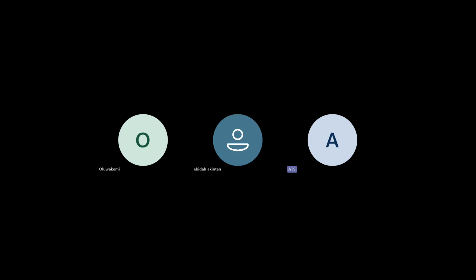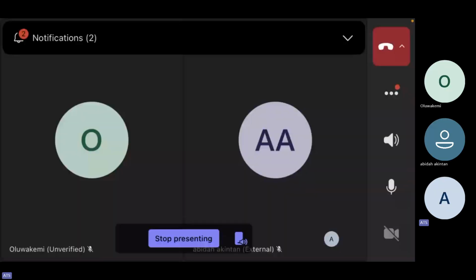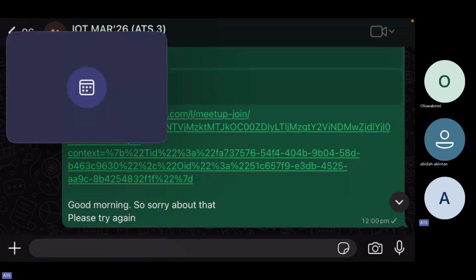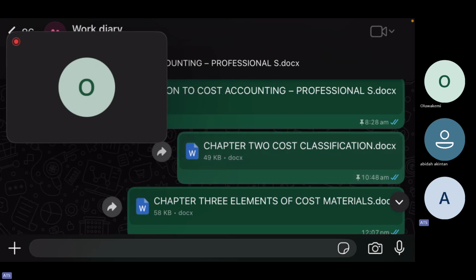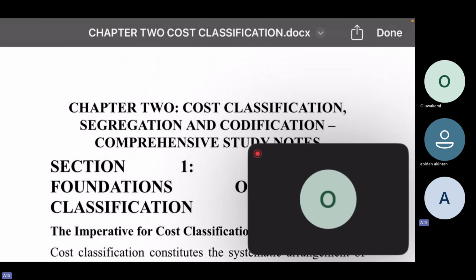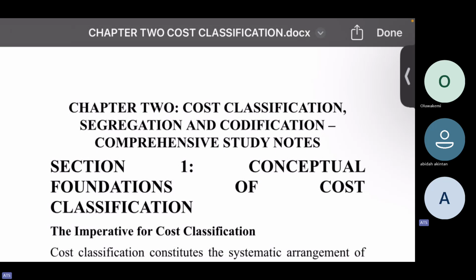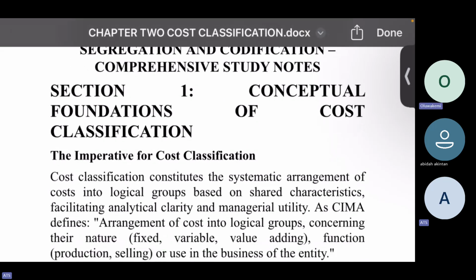Good afternoon. Can you still see my screen? Or should I share it again? Yes, ma. Share it again. Okay. I'm sharing it now. Can you see it? Please let me know if you can see it. Can someone please answer if you can see my screen? Yes, yes, yes. I can see it.